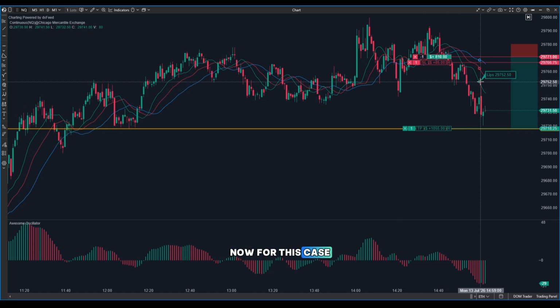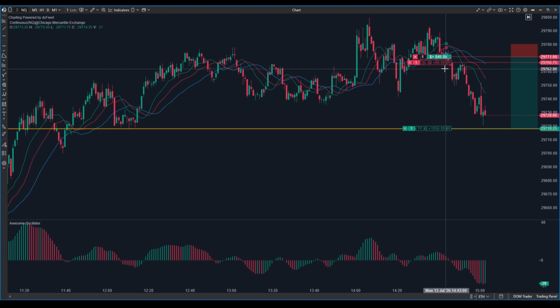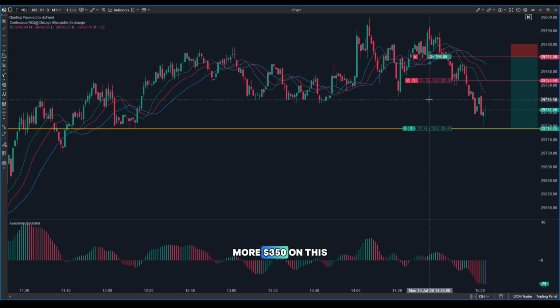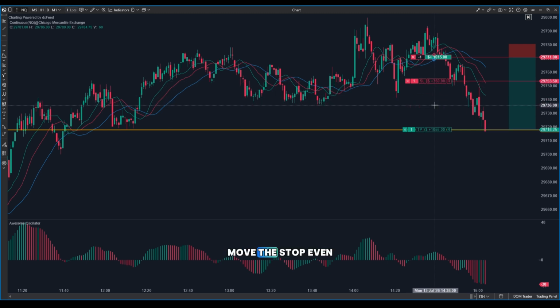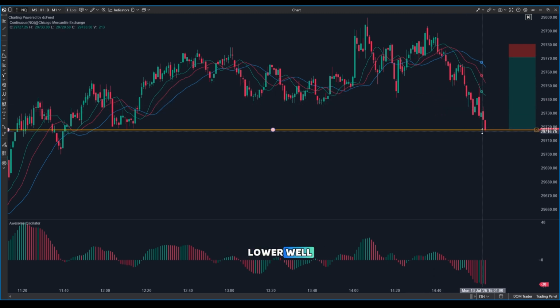Now, for this case, I have the green line, which is the lip, and this high. So I can secure more $350 on this trade, almost to our profit. Here we can become more aggressive, move the stop even lower. Well, we didn't get there, and the trade is closed at 29,718 with success.